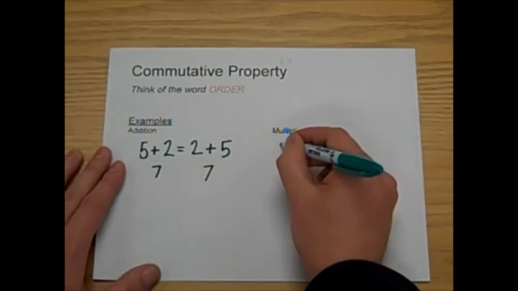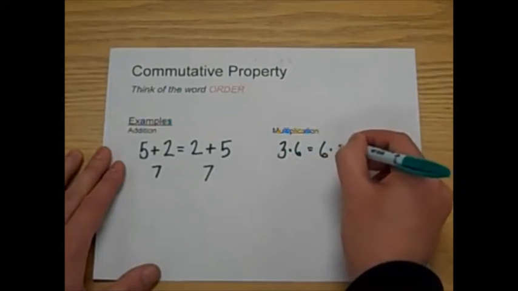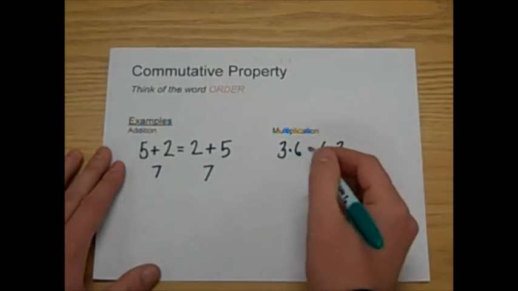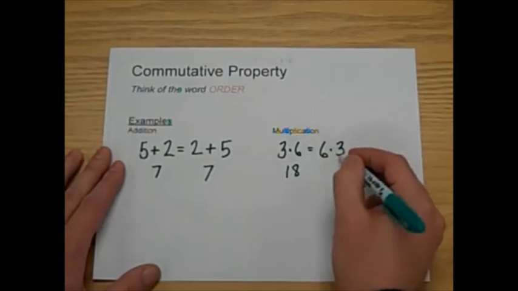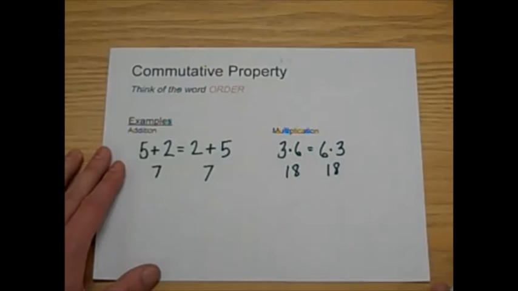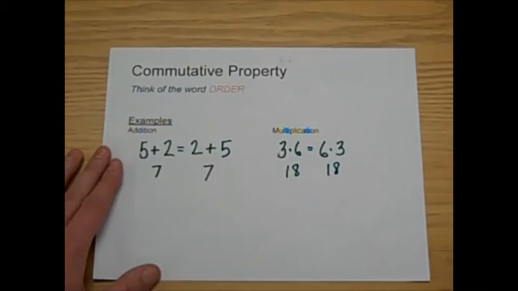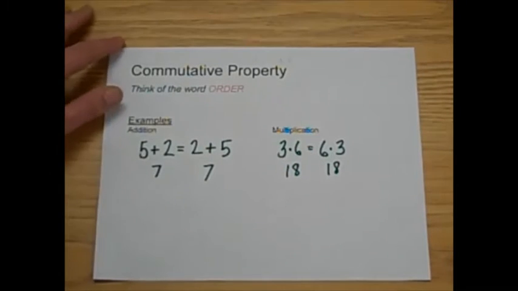Multiplication, let's take 3 times 6 and 6 times 3. Over here on the left-hand side, I get 18. Over here on the right-hand side, I also get 18. It doesn't matter in which order I multiply, because I still end up with the same answer, 18 and 18. So when you think of the commutative property, think of the word order, because the order doesn't matter.